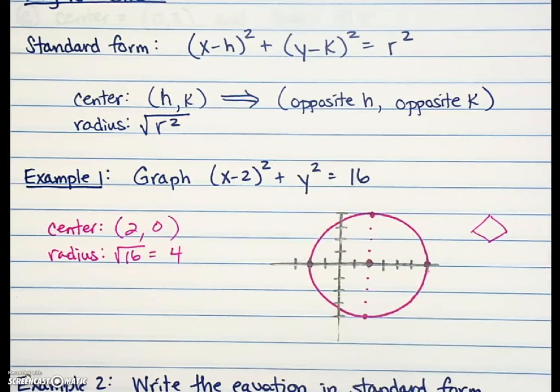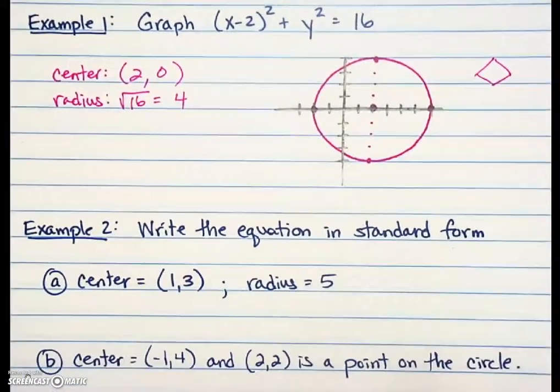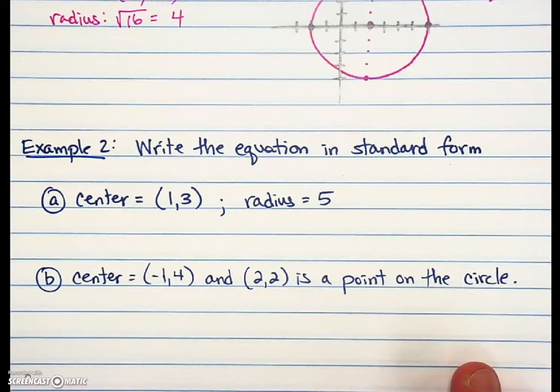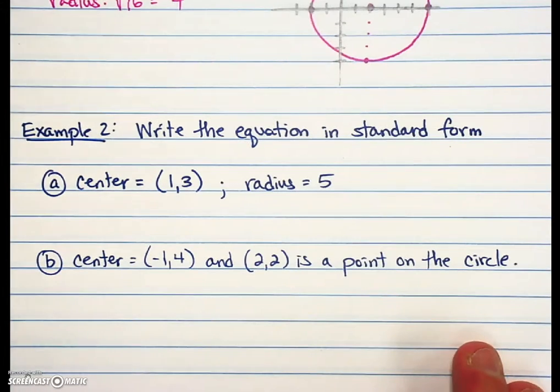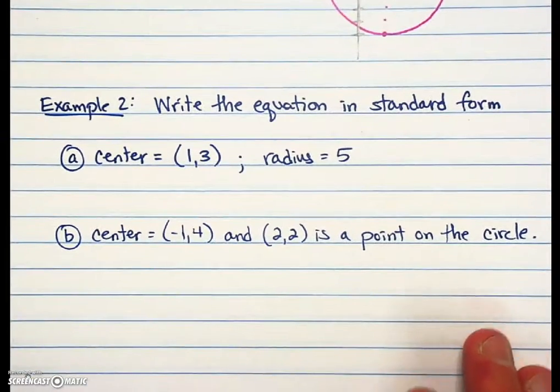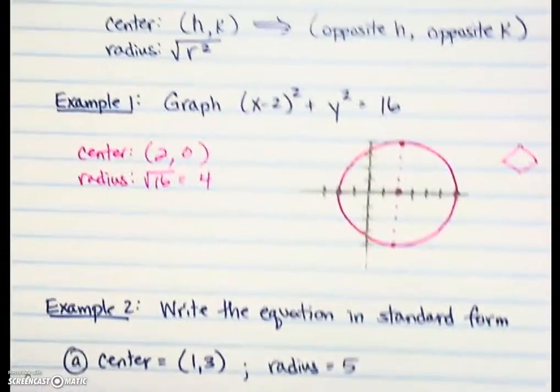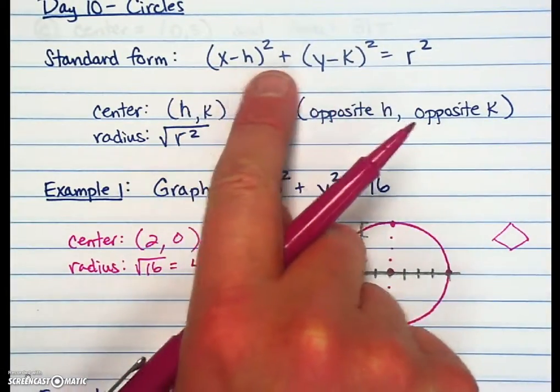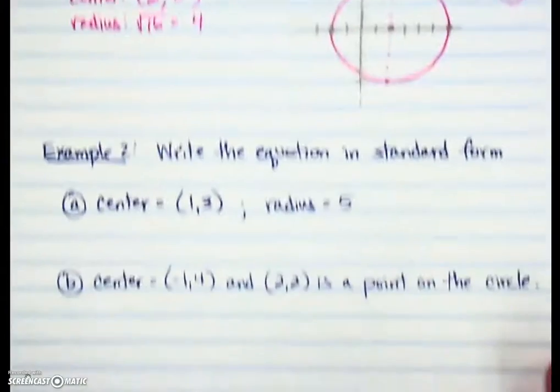All right, now let's talk about writing the equation for a circle. I'm going to give you 3 examples here for writing equations. The first one is where you have the center and the radius given to you. If they give you the center and the radius, writing the equation is really easy because all we have to do is put it in this standard form right here: (x minus h) squared plus (y minus k) squared equals r squared.